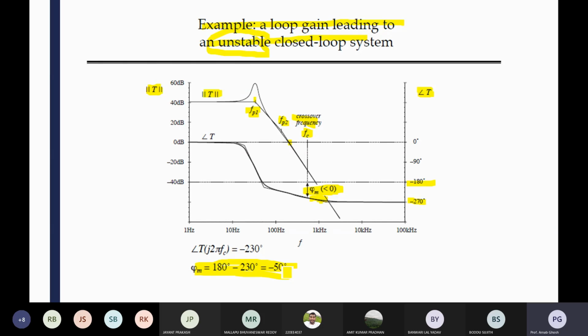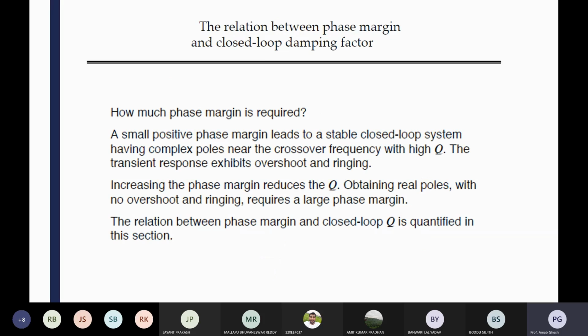Now the question has come about the relation between the phase margin and the closed loop damping factor. That relation we have to think about. How much phase margin is required? That is a common question. A small positive phase margin leads to a stable closed loop system. So, small positive phase margin. Are you getting my points?